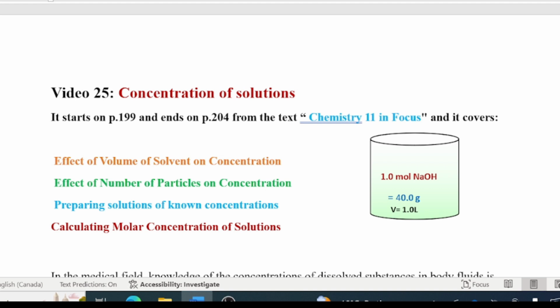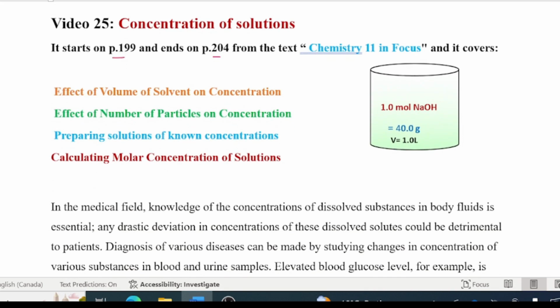Today we'll be talking about concentration of solutions, and we'll be talking about the effect of volume of solvent on concentration, the effect of number of particles on concentration, how do we prepare solutions of known concentrations, and how do we calculate the molar concentration of solutions.